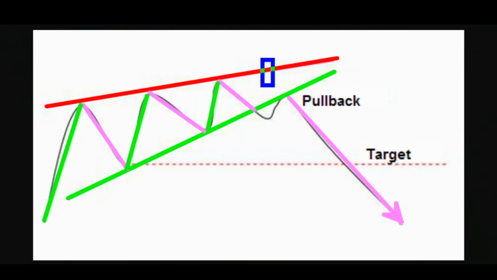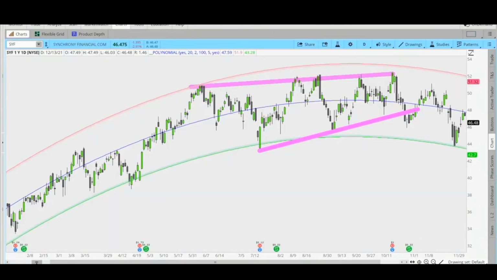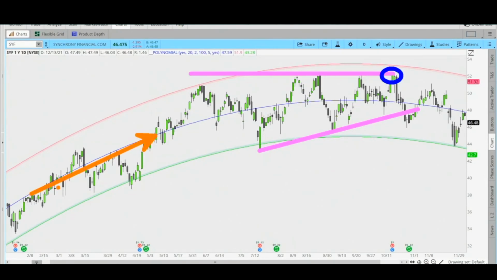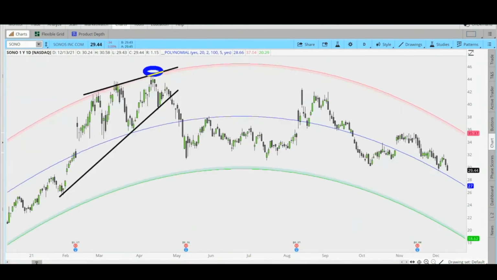Another one of my favorite patterns is a wedge formation, where price squeezes together, then gives you a big breakout move. Price squeezes together, with the momentum going from uptrend to sideways, showing you a reversal. Wedge formation, tightening together, right up against resistance, before a big sell-off. Smaller wedge formation right up against resistance, ready for a sell-off. Wedge formation up into resistance, then big sell-off. Wedge formation patterns are a great trading setup.